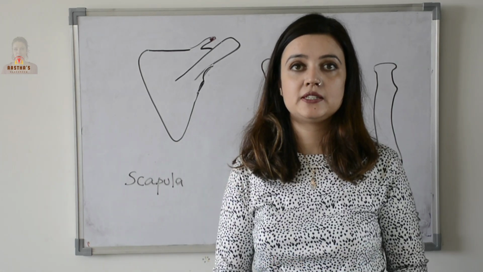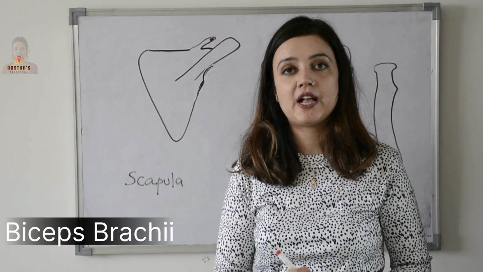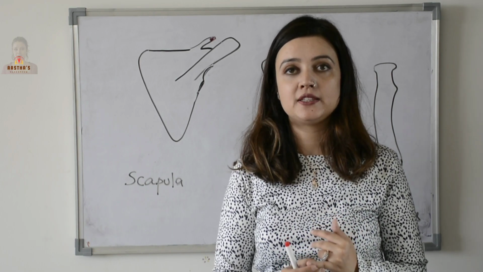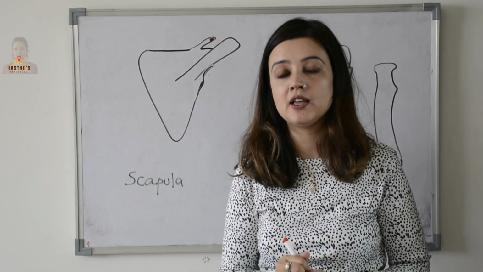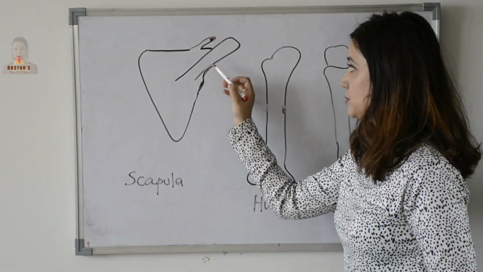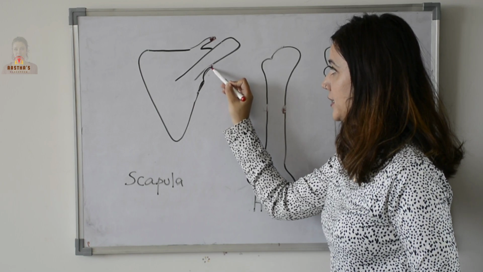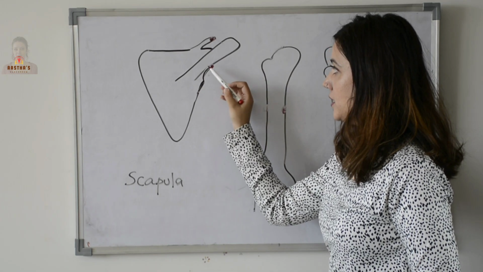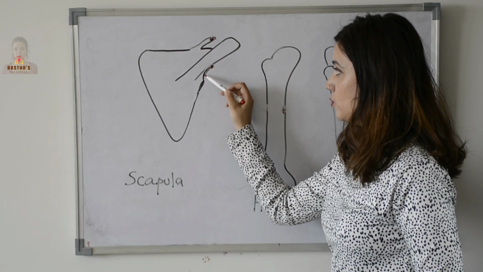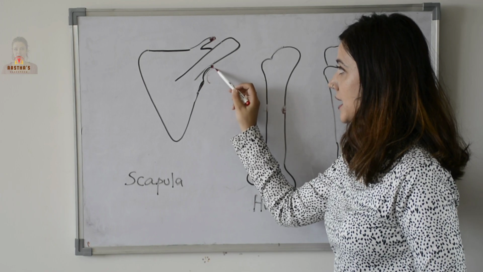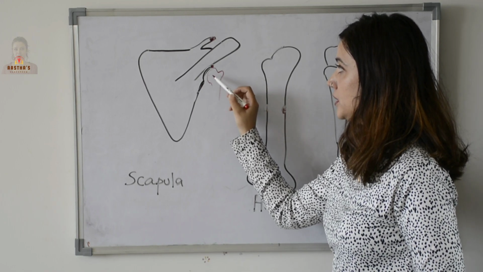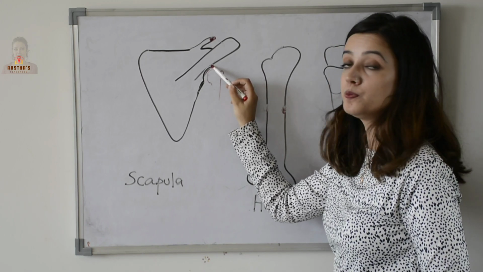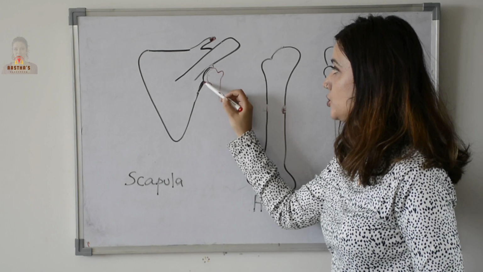Now the other muscle is biceps brachii. Biceps brachii has altogether two heads. One is the long head and another is the short head. Both the heads originate from the scapula, and the long head of biceps brachii originates from the supraglenoid tubercle, which is present here. So if we see the scapula, this is the glenoid cavity where the head of humerus comes and articulates to form the shoulder joint.